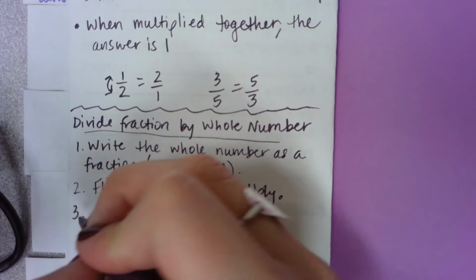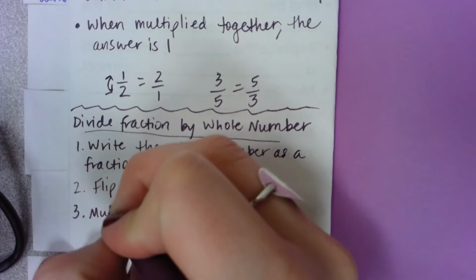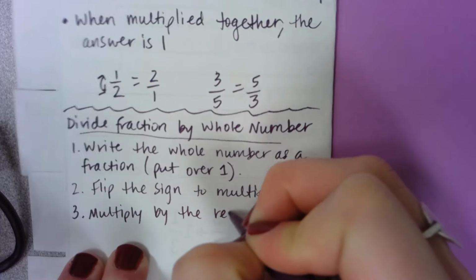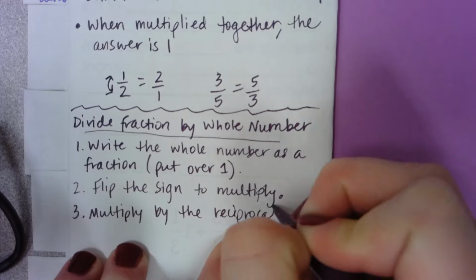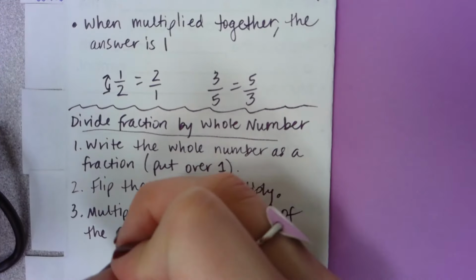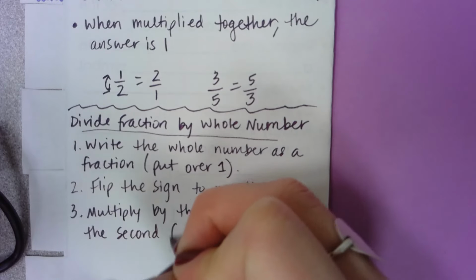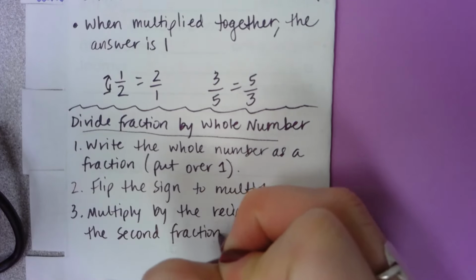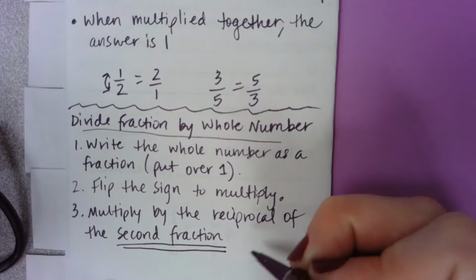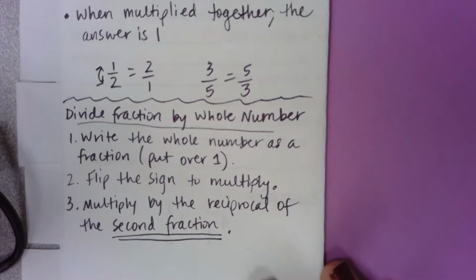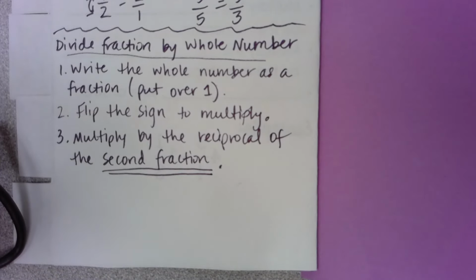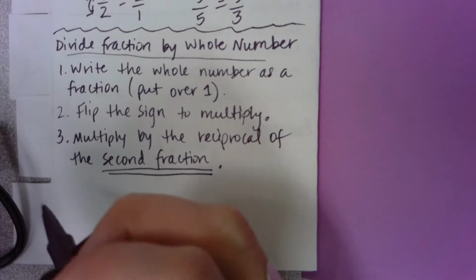And then you're going to multiply by the reciprocal of the second fraction. It has to be the second fraction that you are multiplying the reciprocal by. So I'm going to put 2 lines underneath to show that that is so important. Multiply by the reciprocal of the second fraction no matter what. Okay, so here are some examples. First one.